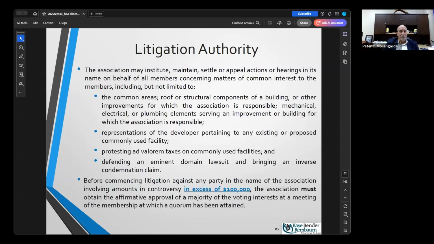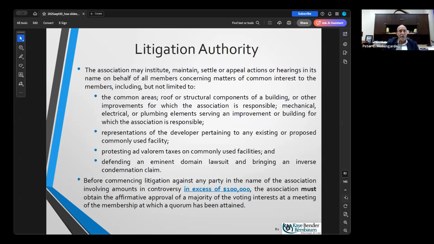With respect to representations of the developer pertaining to an existing or proposed commonly used facility, protesting ad valorem taxes, property taxes, on commonly used facilities, and defending an eminent domain lawsuit and bringing an inverse condemnation claim. Interestingly, the last bullet point: before commencing litigation against any party in the name of the association involving matters in controversy in excess of $100,000, the association must obtain the affirmative approval of a majority of the voting interests at a meeting of the membership at which a quorum has been obtained.